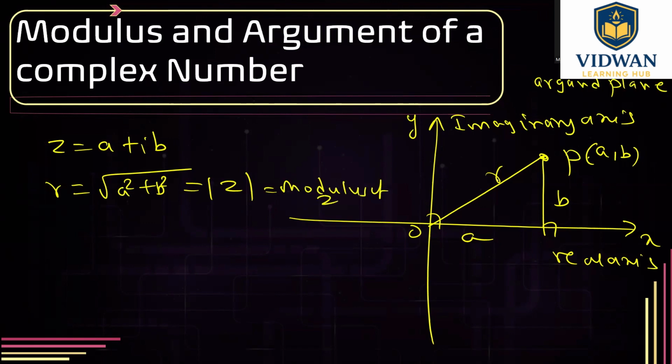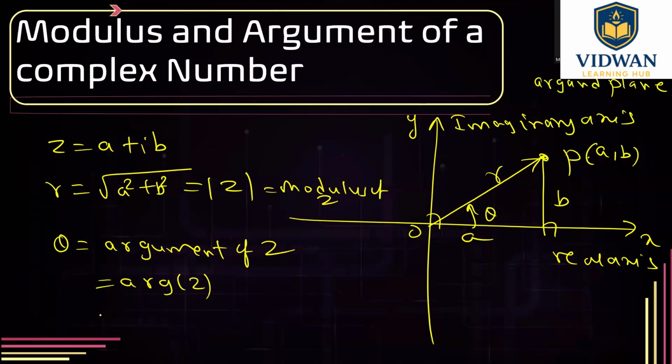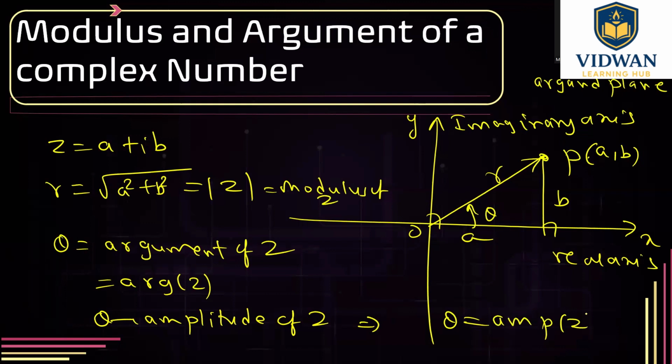And the angle made by this vector OP with the real axis, measured in the anti-clockwise sense, is called the argument of the complex number. So this theta is either called the argument of Z or the amplitude of Z. Both mean the same. So either you can write arg of Z, or we can also call it amplitude of Z. So we can also write theta is amp of Z. Whether we write amplitude or argument is the same.